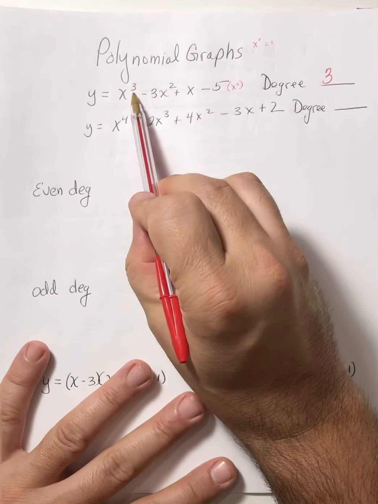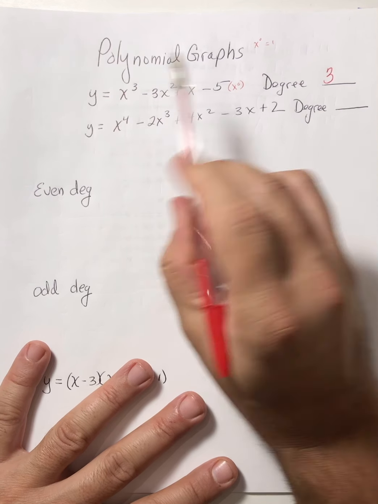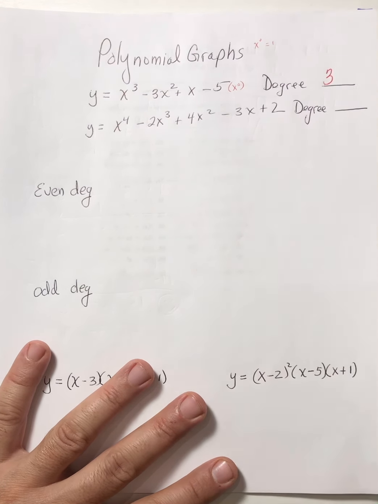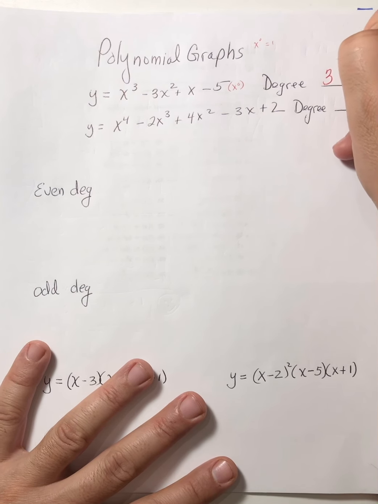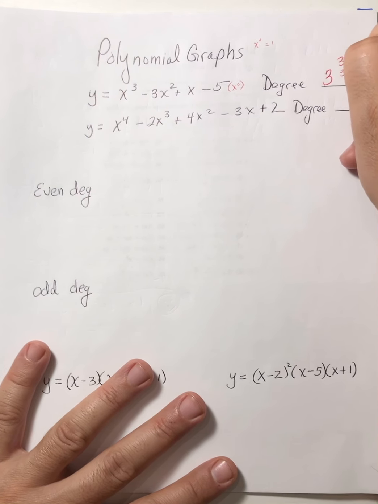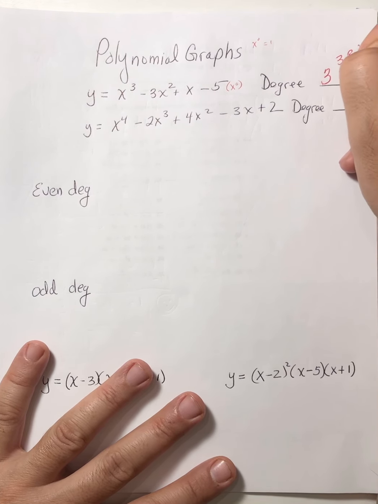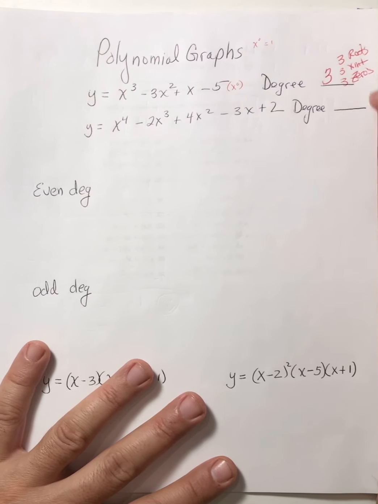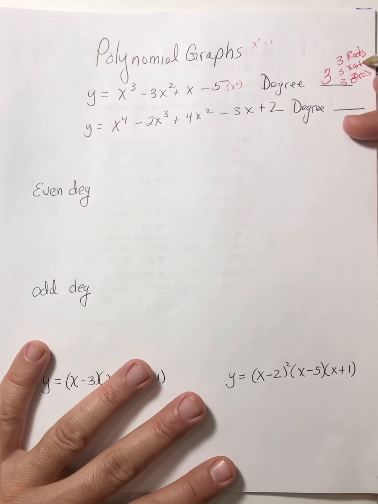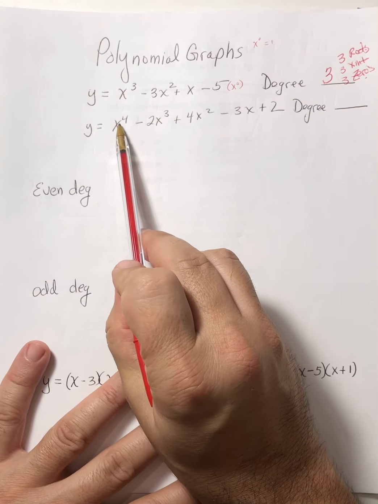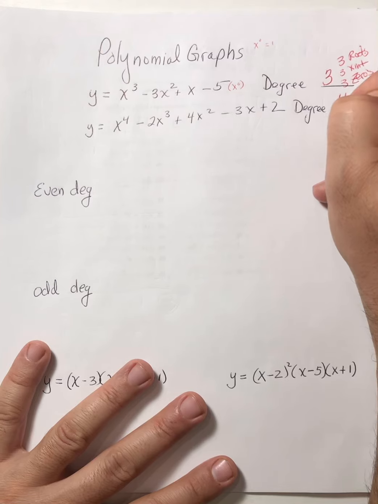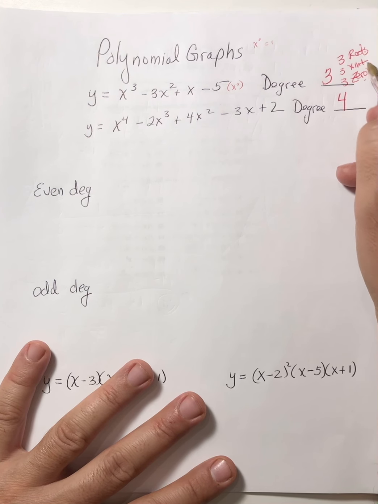And because it's a degree of 3, we have 3 possible roots. Okay, so this means we're going to have 3 roots, or 3 x-intercepts, okay, or 3 zeros. All of those mean the same thing. Roots, x-intercepts, zeros, they all mean the same. Right? This is a 4th degree equation. So we're going to have 4 roots, or 4 x-intercepts, or 4 zeros. Okay?